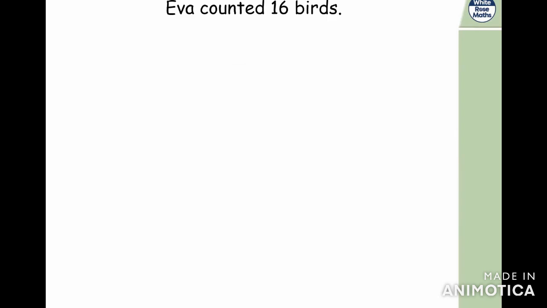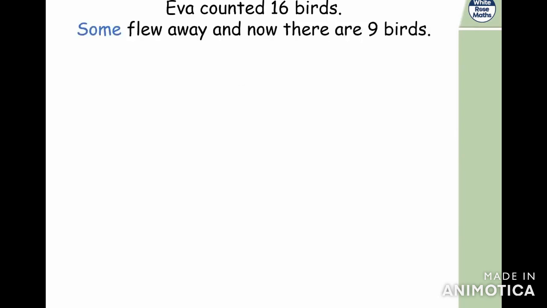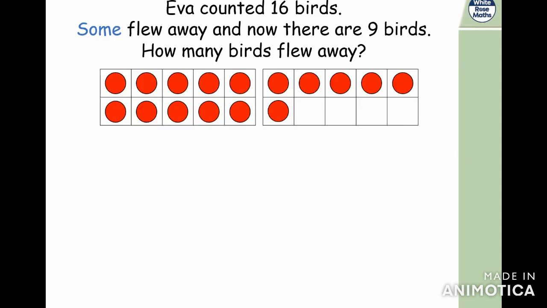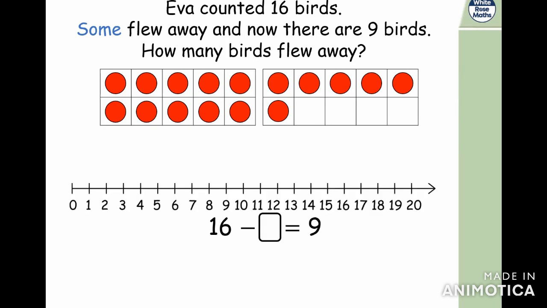Eva's in the garden again, and this time she's counted 16 birds. Again, some have flown away, and now there are 9. How many birds flew away? Oh, counters this time. Can we represent birds with counters? Yes, of course we can. And our calculation will be 16 subtract something is equal to 9. Here's our number line, and we've identified 16 on there. We've also identified 9, because that's the number we're trying to get to.